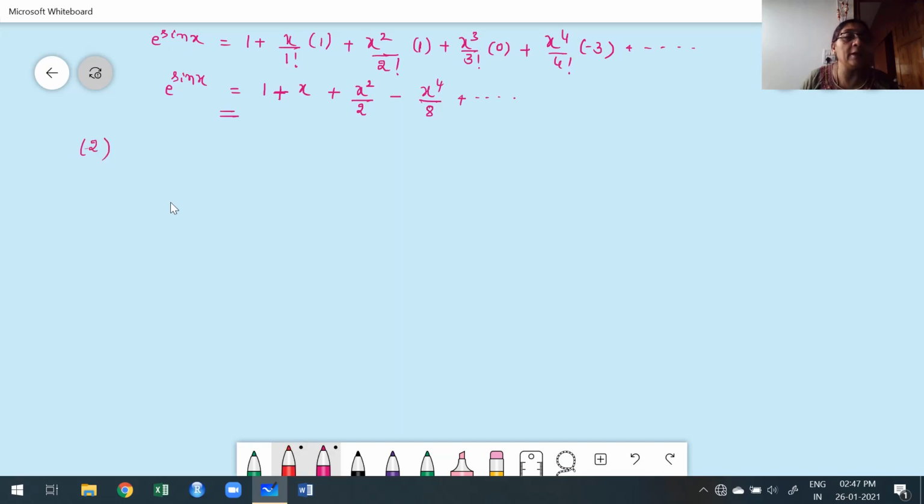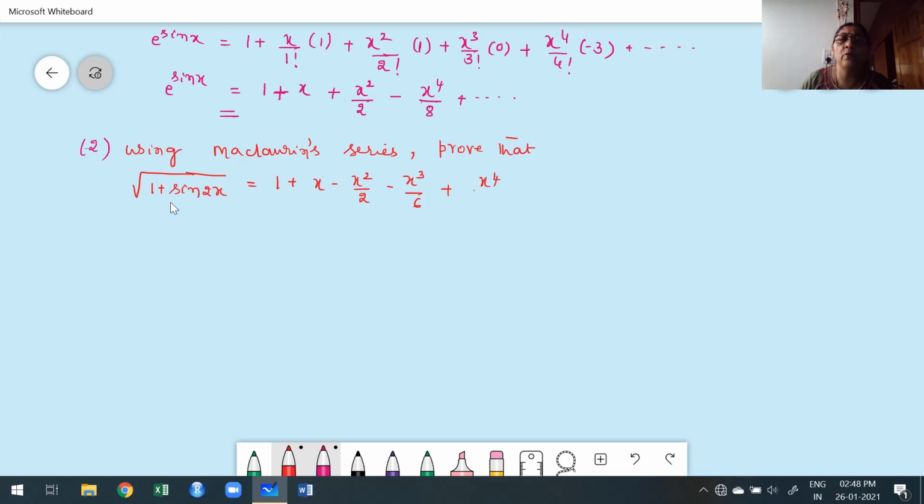Second problem. Using Maclaurin series, prove that root of 1 plus sin 2x equals 1 plus x minus x square by 2 minus x cube by 6 plus x to the power of 4 by 24 minus etc.